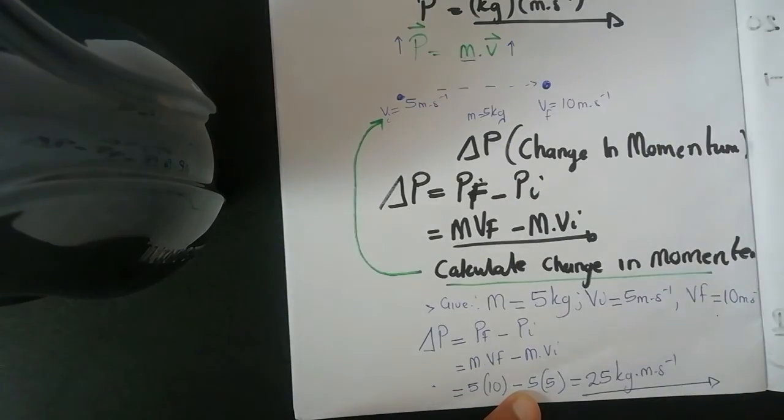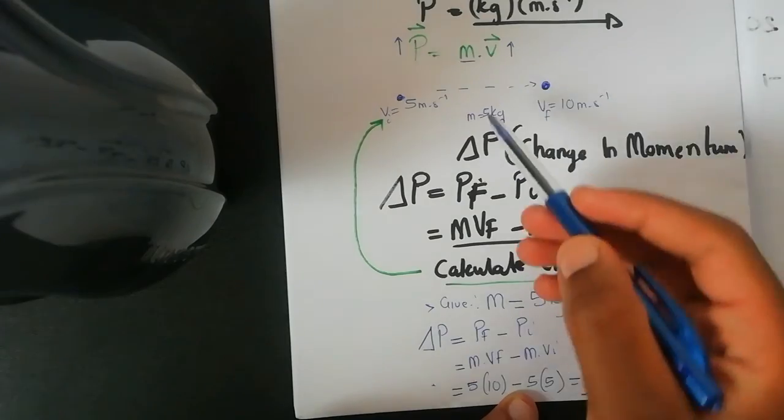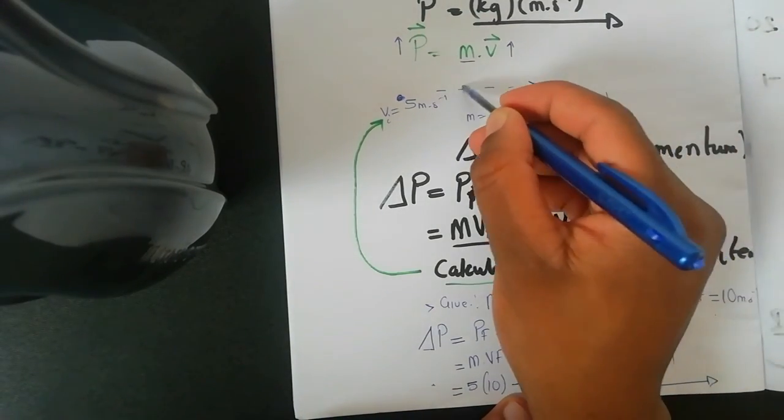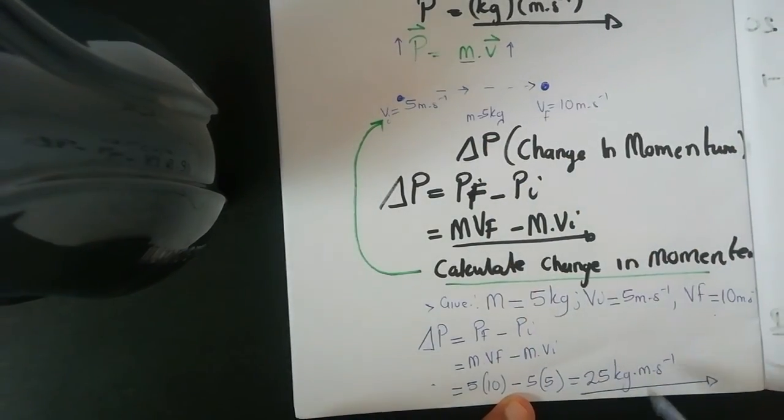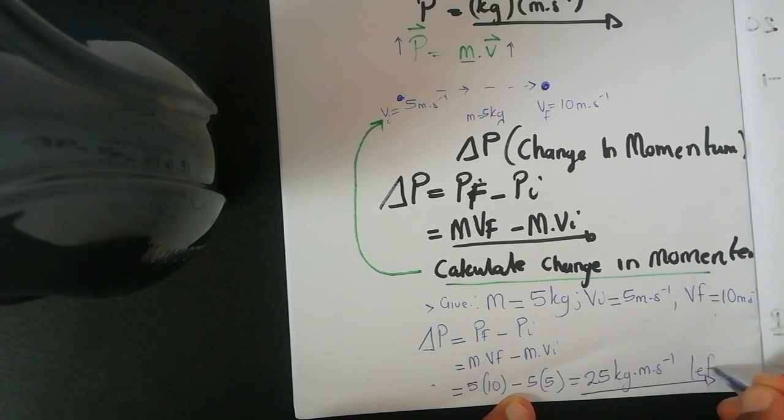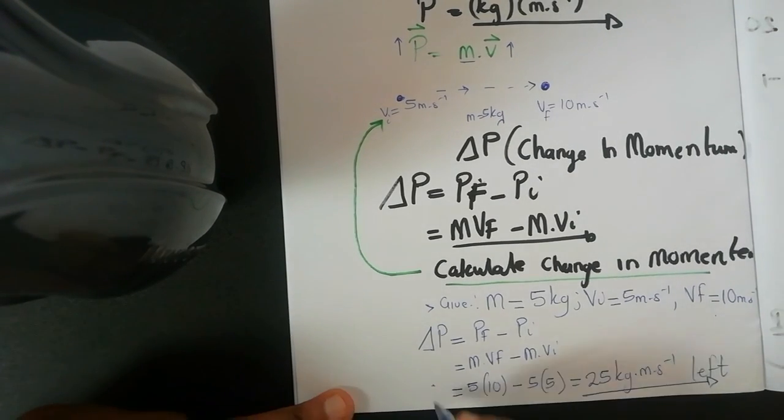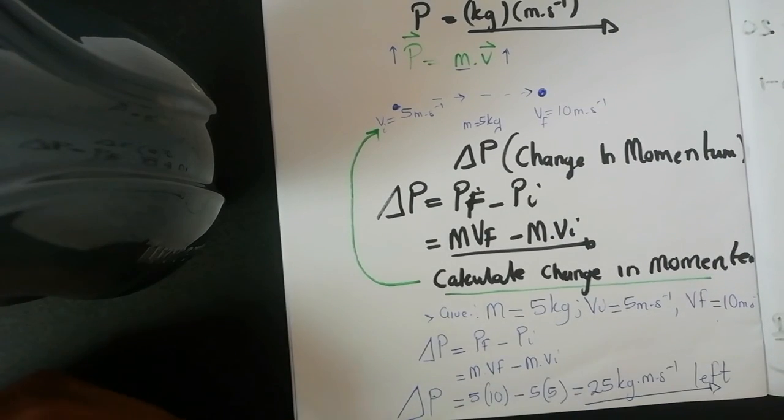This object is moving, we assume, to the left as the velocity increases. So it's going to be left. That is the change in momentum. Easy.